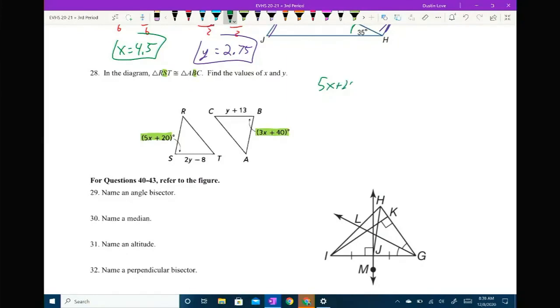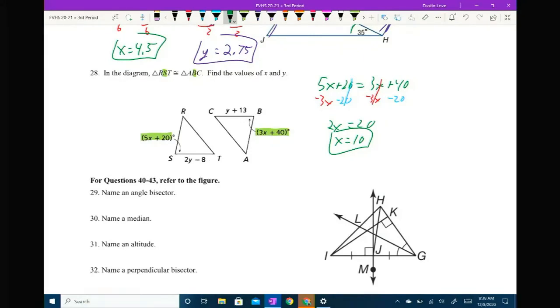5x plus 20 equals 3x plus 40. You need to get 3x on both sides, and I'm going to do this all in the same step. I'll just write it differently. You've got minus 20 on both sides. Those two cancel, those two cancel, and so I've got 2x is equal to 20. Divide by 2, x equals 10.